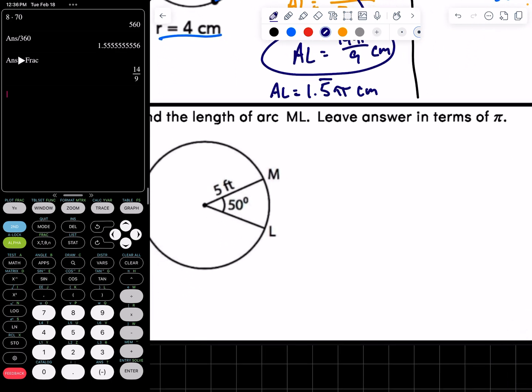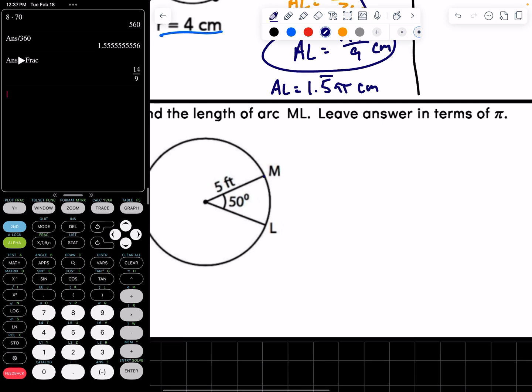I'll do whichever one kind of works best for the situation. So in this case, we are looking for the arc length for ML. So that is what we are solving for. So x, or arc length, equals 2 pi, my radius, which is 5, times 50 over 360. So I end up going 2 times 5.